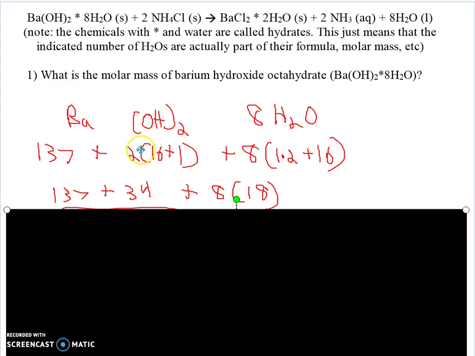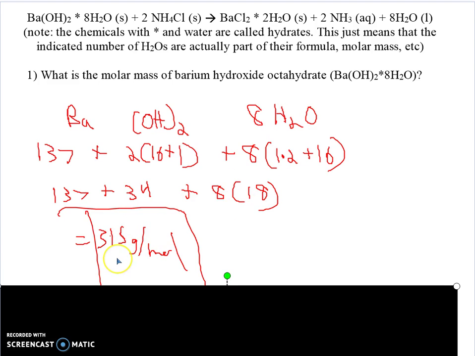Alright, so I get 34 from the OH2s. 16 plus 1, 17 times 2. This is 18 times 8. You add it all together. You should get 315, and your units need to be grams per mole, or you're wrong. Wrong. Okay?